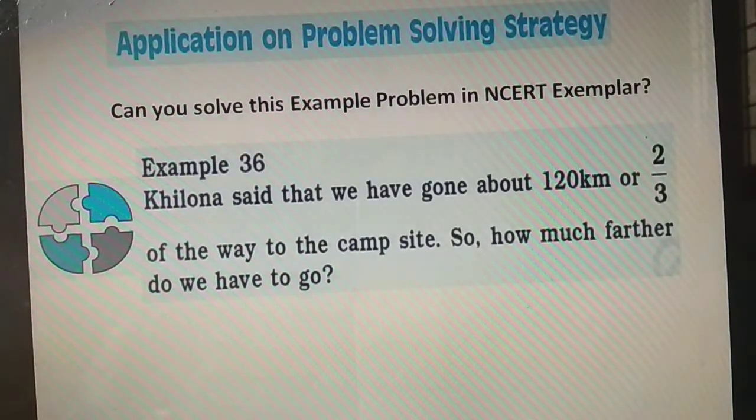You can pause this video if you want to give this problem a try. And after solving this problem, you can check whether what you have done is correct or not. Let us proceed to solve this problem.